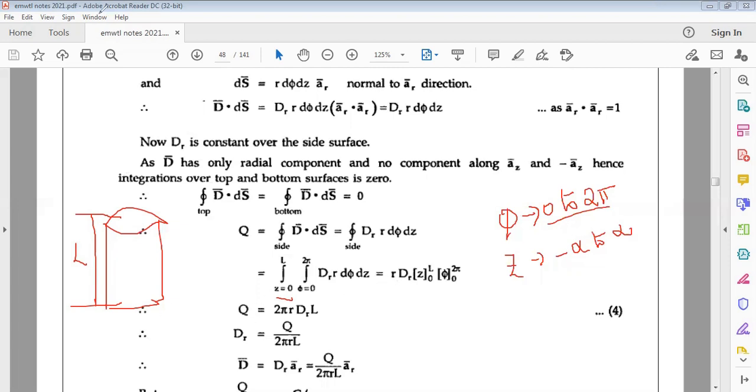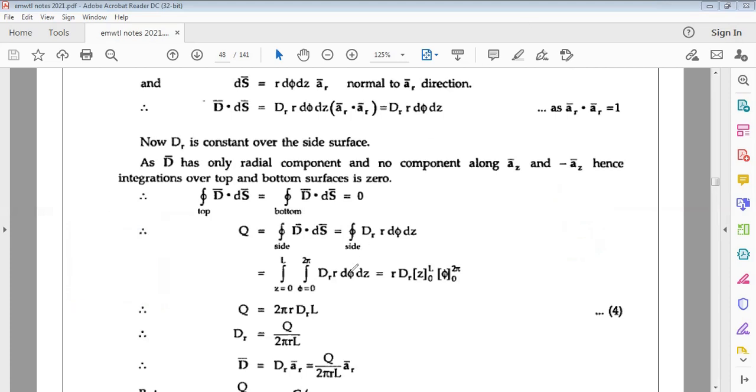After substituting, integral dz is z and integral dφ is φ, with upper limit L for z and upper limit 2π for φ. The remaining Dr and small r are constants. For φ the upper limit is 2π, and for z the upper limit is L, so we get L only. So finally Q is equal to Dr into 2πr into L.